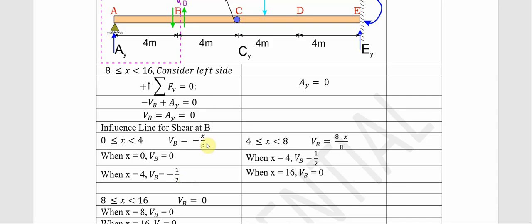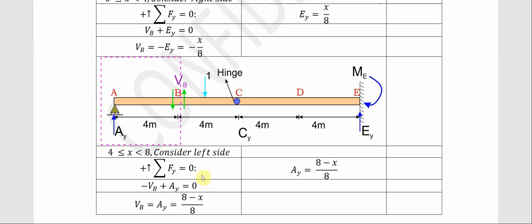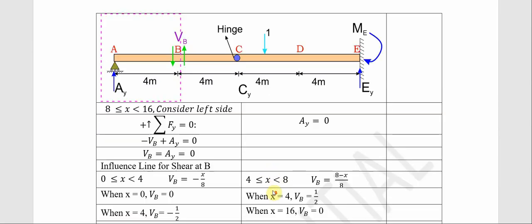Now let us consider 4 less than or equal to s less than or equal to 8. What do we have at that particular point? We have VB equal to AY, which is equal to 8 minus s over 8. Now we put the value of 4 and substitute our s at different times. If we put 4 here, 8 minus 4 will give us 4, 4 over 8 will give us half. But when s is 16, 8 minus 16 will give us minus 8 over 8.